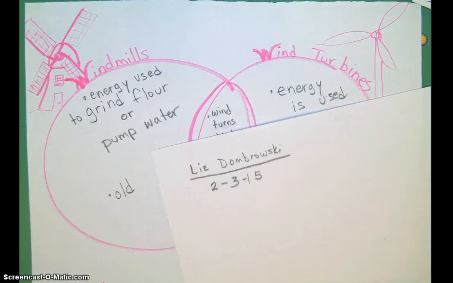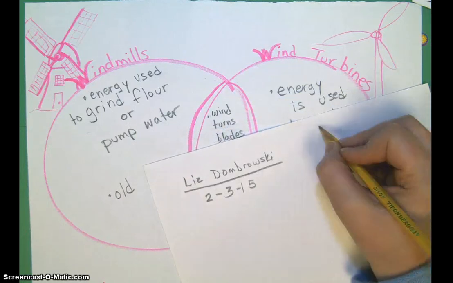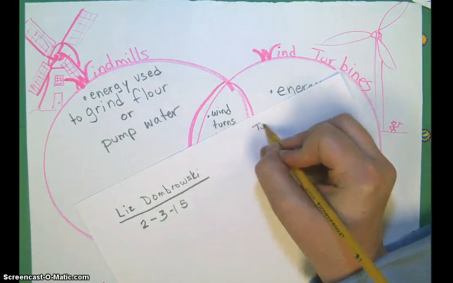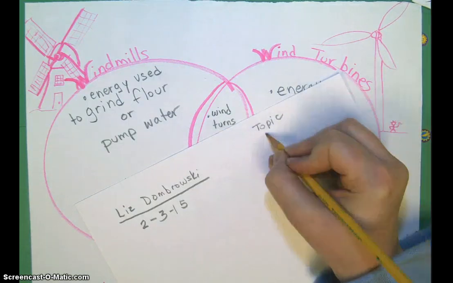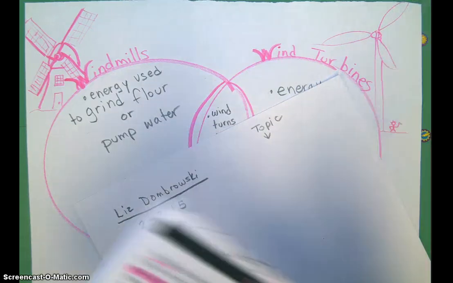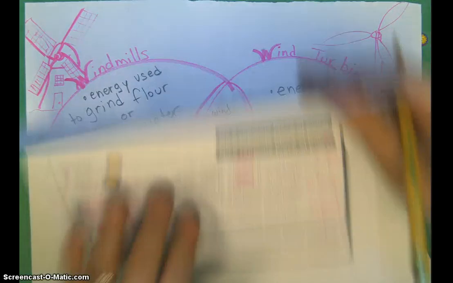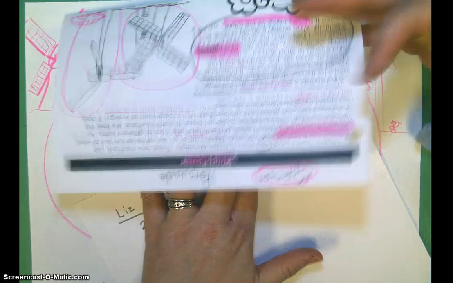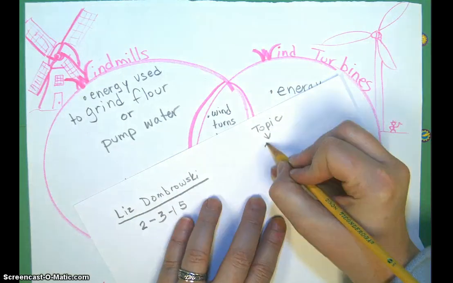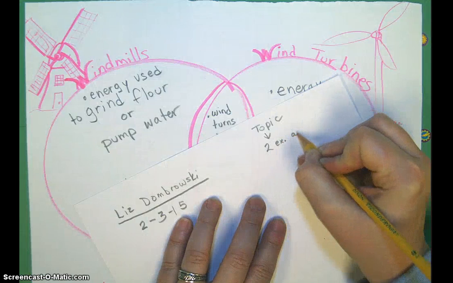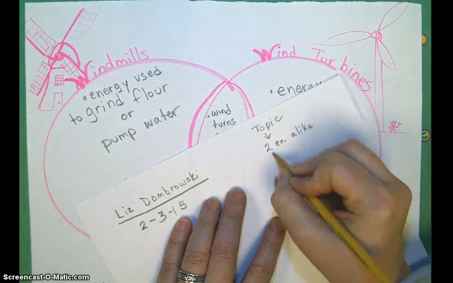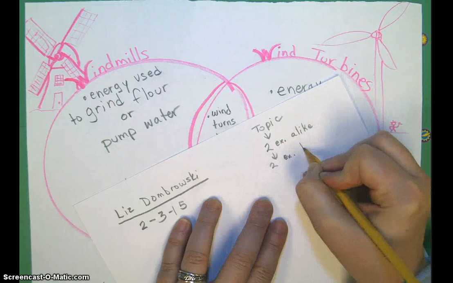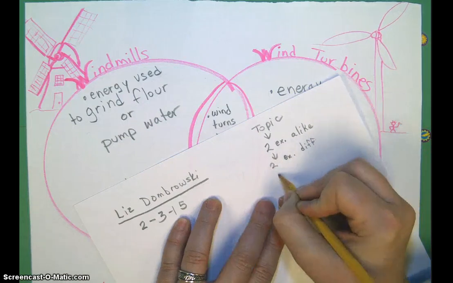Okay, we're going to write a paragraph. To write a paragraph, we are going to begin with a topic sentence. Then I'm going to use my paper to remind me what they asked for. They asked for 2 examples of how they're alike, 2 examples of how they're different. So 2 examples alike, and then I'll do 2 examples for how they're different, and then I'll do a closing.